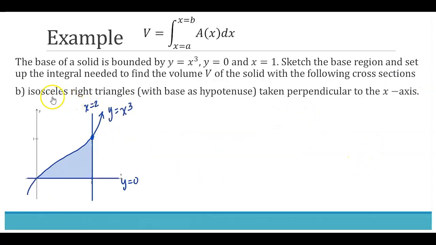In this example, we're going to use the same base, but this time the cross-sections will be isosceles right triangles with base as the hypotenuse taken perpendicular to the x-axis.